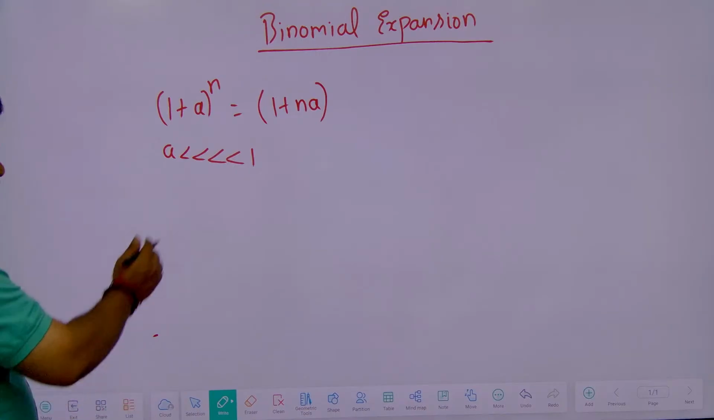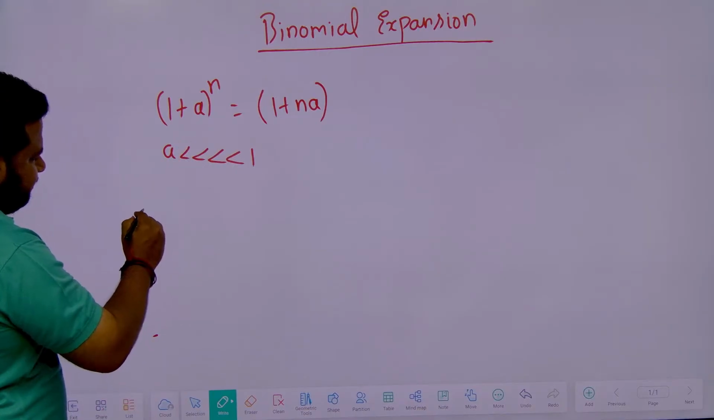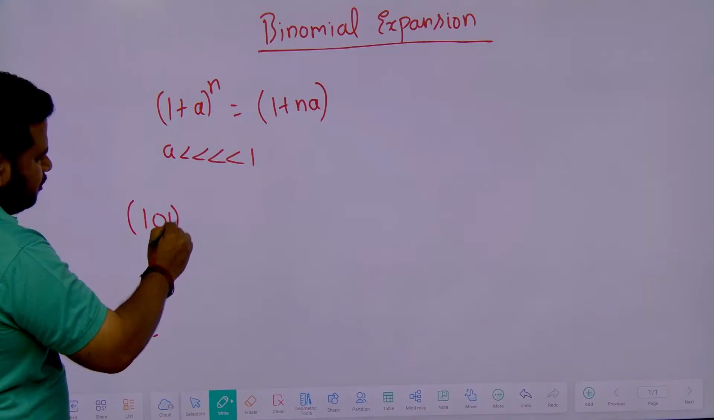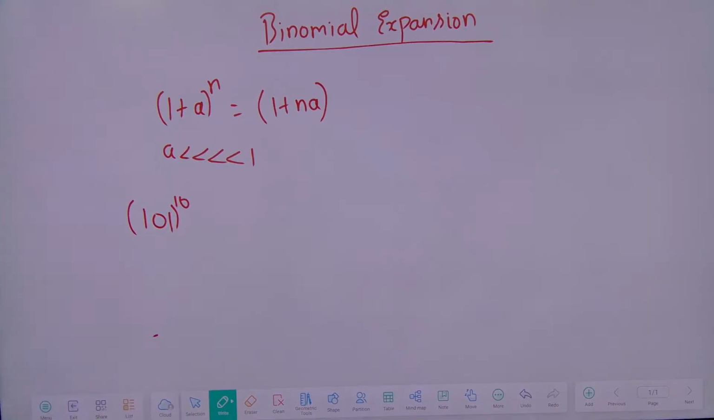Suppose, how to apply this? Let us take some examples. So 101 to the power of 10. 101 to the power of 10 is given. How to do this? Definitely it is impossible to do manually, or it will take a lot of time.